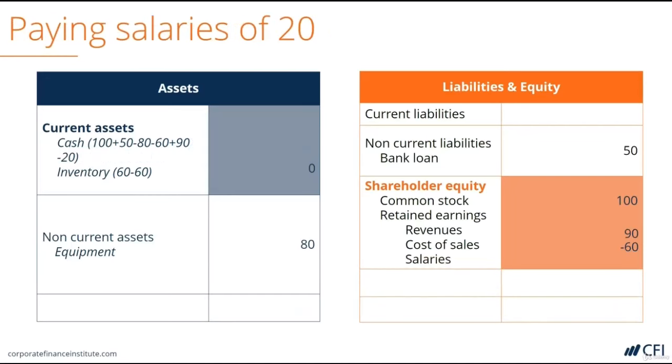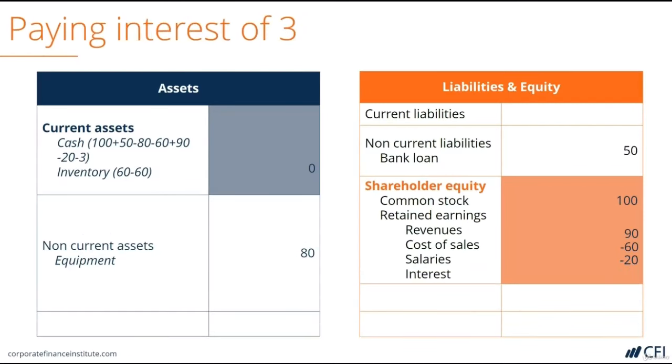What happens to the balance sheet when the company pays salaries of 20? The first thing is the cash balance reduces by 20, so it goes from 100 to 80. Salaries are an expense just like cost of sales, so they reduce the company's profit by 20. This means the company's earnings reduce from 30 down to 10, and therefore, the total shareholders' equity balance becomes 110. When we add up the totals on both sides, we see that the balance sheet once again balances at 160 on each side.